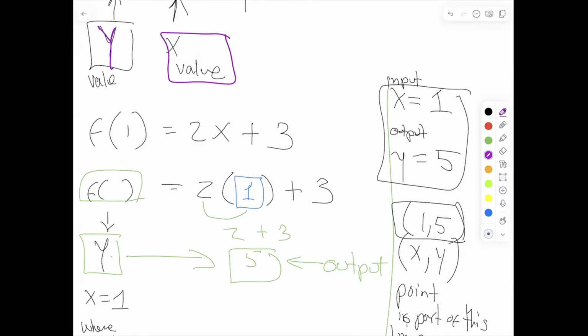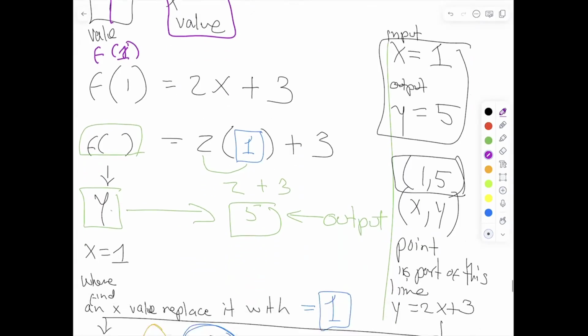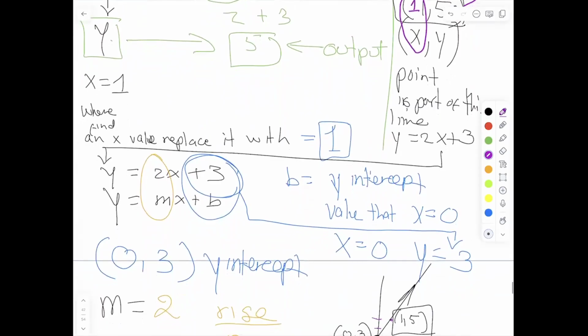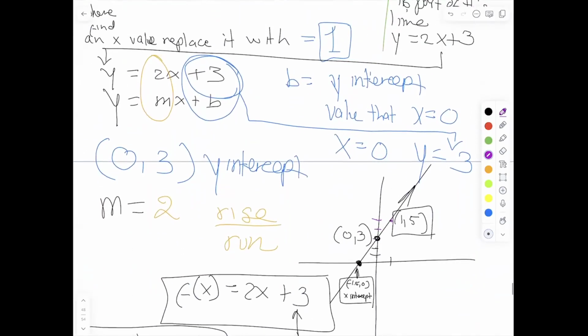So if we say f of 1, we are saying replace x with 1, and that's exactly what we did. 2 times 1 is 2 plus 3 is 5. So y is 5. So when my x is 1, what is my y? Well, my y is 5. It doesn't get any simpler than that. So just practice doing that.